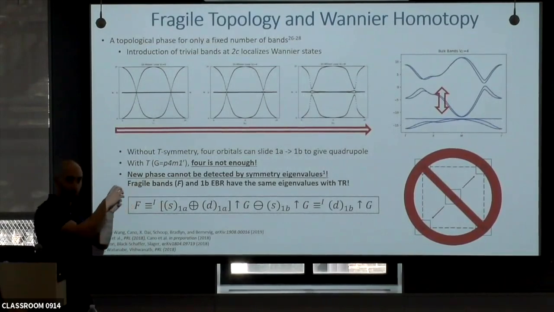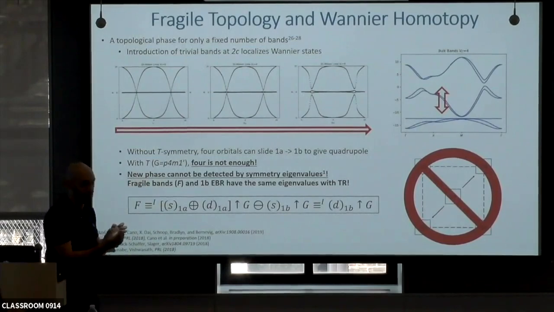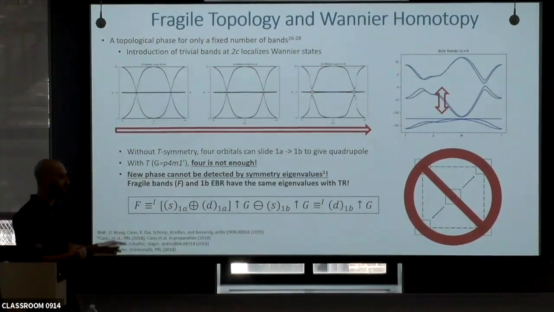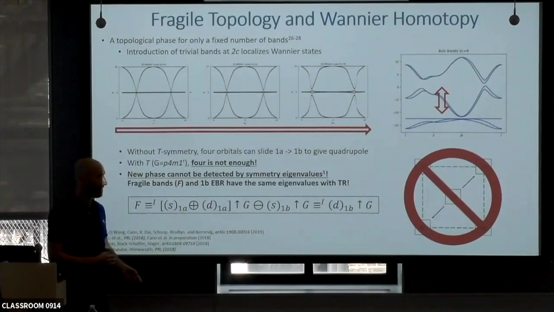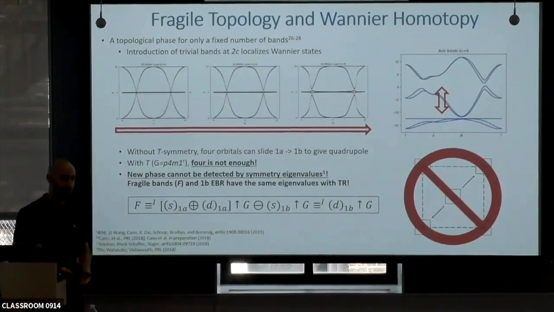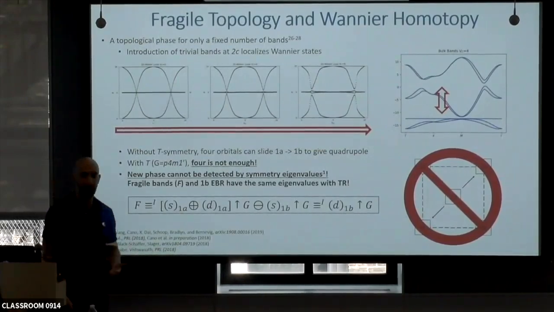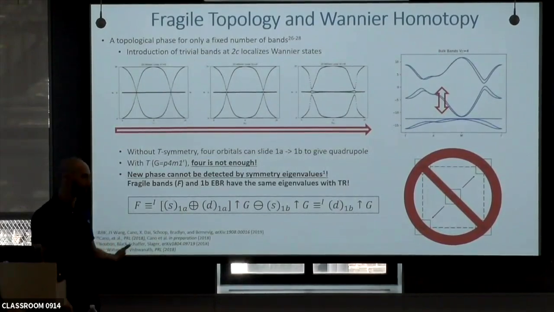So I can slide 4 out with the crystal symmetries, but I can't slide 4 out with crystal symmetries and time reversal. And what's unique about this fragile phase is it carries the same eigenvalues as just a regular band sitting elsewhere in the unit cell. Most of the fragile phases discovered to date can be expressed as the difference of 2 atomic insulators. So if I write the eigenvalues, I get some minus sign somewhere, and that's sort of an indicator that I have fragile bands. Here, that doesn't work.